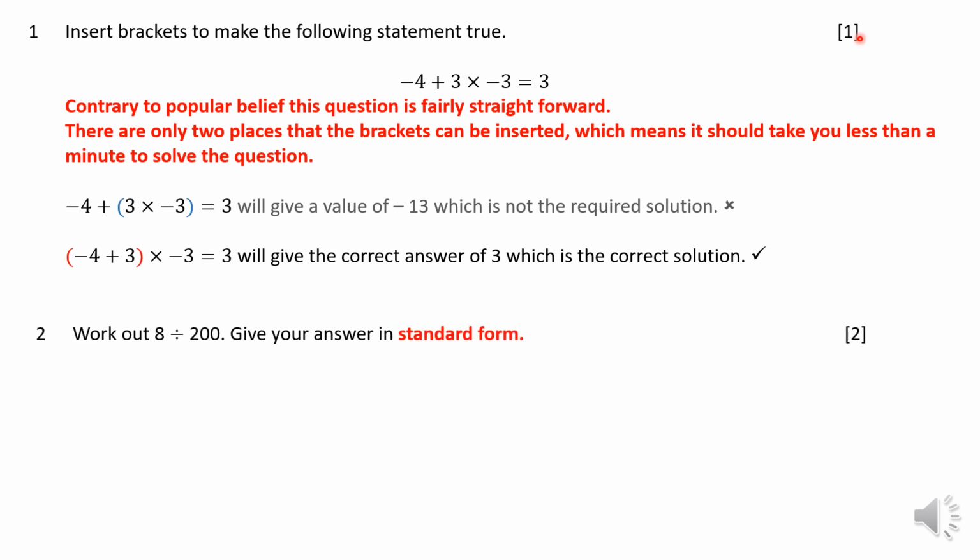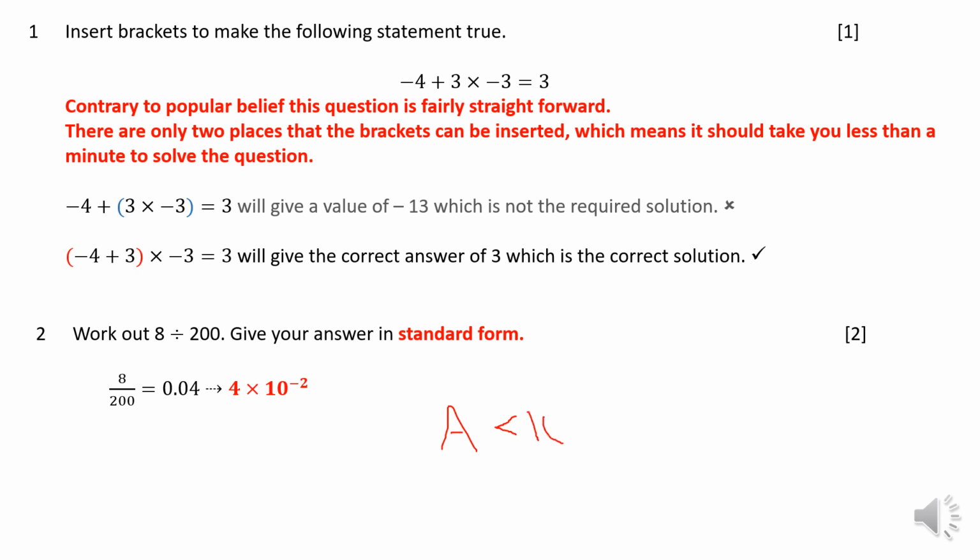Then question 2 in the same question paper asks you to work out 8 divided by 200, and then you give that answer in standard form. Now 8 divided by 200 is 0.04, and when you write a number in standard form, the first number, the A, as we denote it in standard form, should always be less than 10.